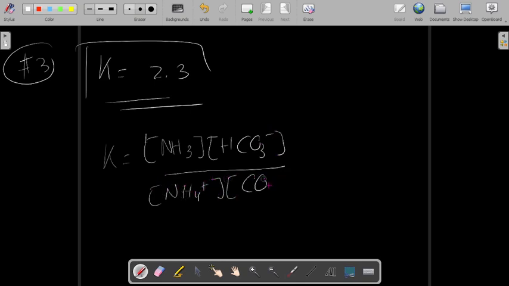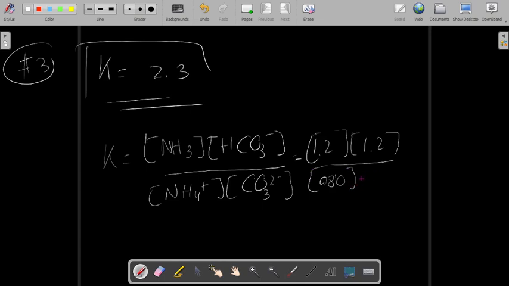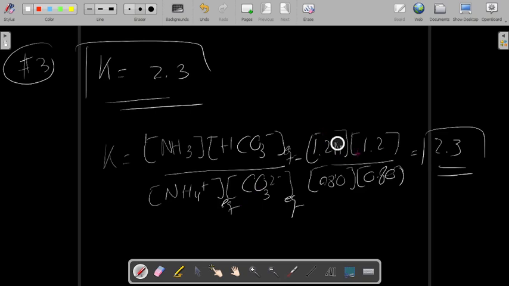If you remember, we don't have exponents here because all the coefficients are 1, so you can leave it alone. Then put the numbers in: 1.2, 1.2, 0.80, and 0.80. And these are your concentrations at equilibrium. All this is at equilibrium. And if you put it in your calculator, you get that 2.3 value. And the molarity units, molarity, molarity, molarity, molarity, cancel one another. That's why you don't have any units.